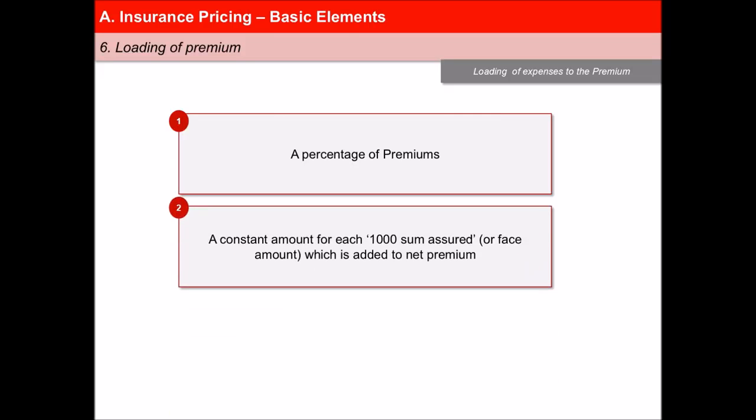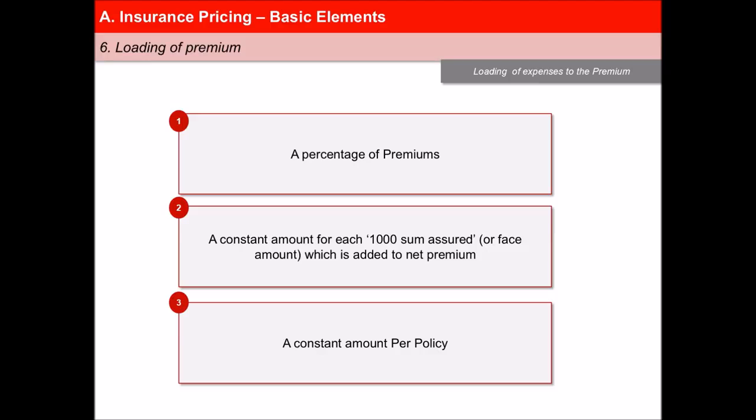Second, a constant amount of each 1,000 sum assured or face amount is added to the net premium. Expenses like medical examiners' fees and policy stamps vary depending on the amount of sum assured. Third, a constant amount per policy, that is, expenses like salaries and rents that generally vary with the amount of activities. These in turn depend upon the number of policies being serviced. More the number of policies, higher the overhead expenses.